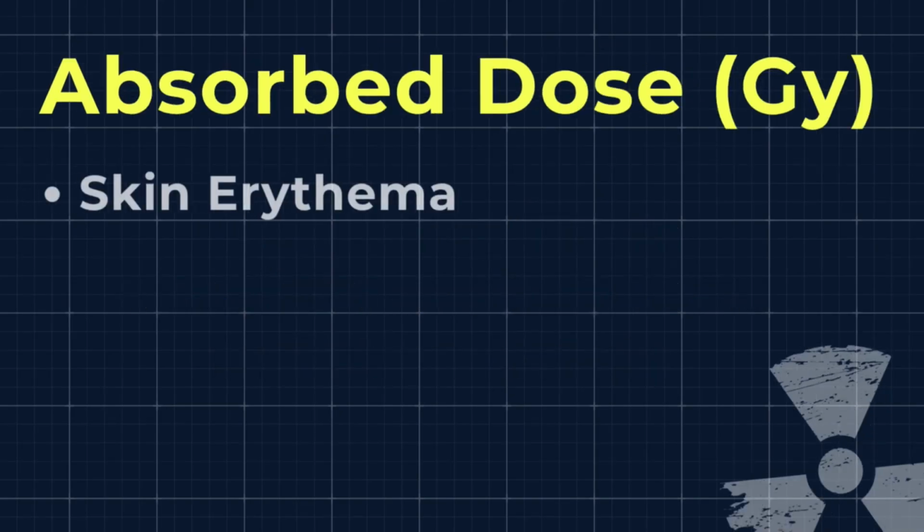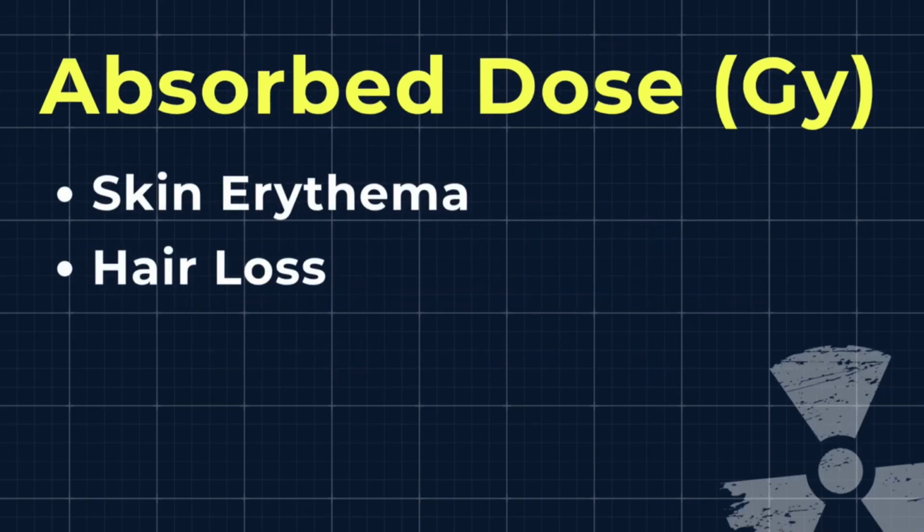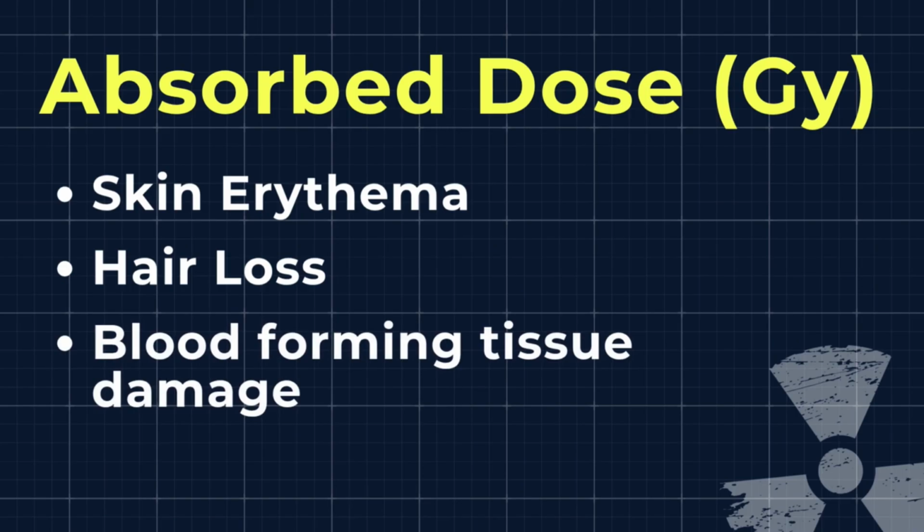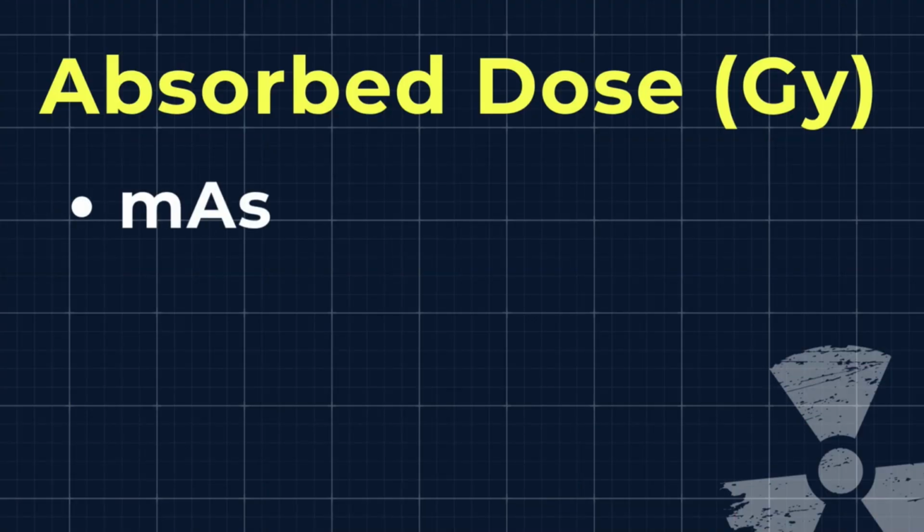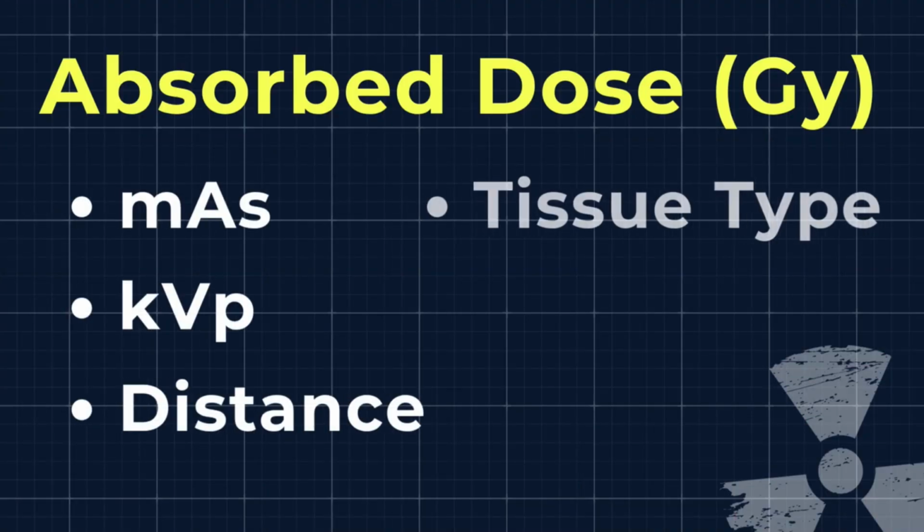Examples include skin erythema, hair loss, changes to blood-forming tissue, and other effects that may occur after a sufficient amount of energy is deposited. Okay, with that said, let's talk about the 4 factors that can affect absorbed dose. These are mAs, kVp, distance, and tissue type.